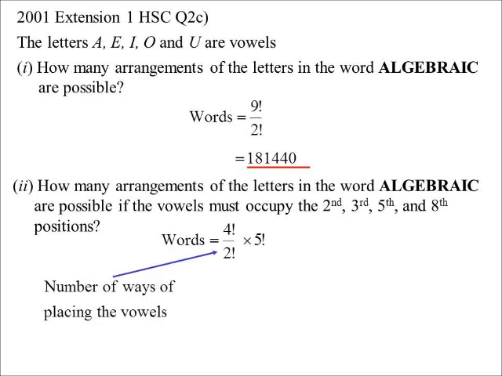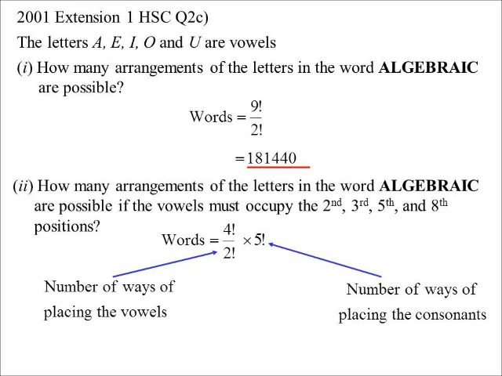Now, there are in fact 4 vowels in there all up, which is kind of handy. So we're going to use all the vowels, and we're going to put them in the second, the third, the fifth, and the eighth position. So basically, we just have to arrange the 4 vowels: 4 factorial over 2 factorial for the 2 A's. Now time to learn a bit more. The ones that are not vowels are called consonants. Insane. So now we will arrange the consonants. And there's five of those, five factorial, giving us a grand total of 1,440.